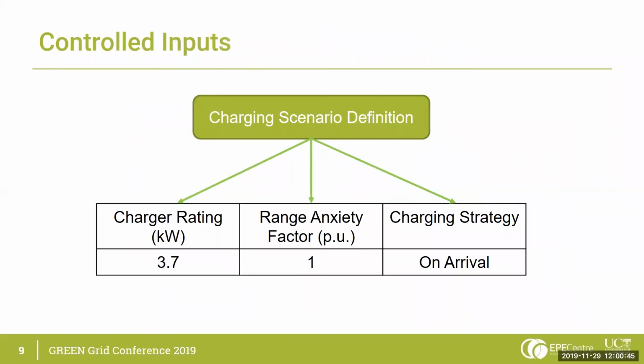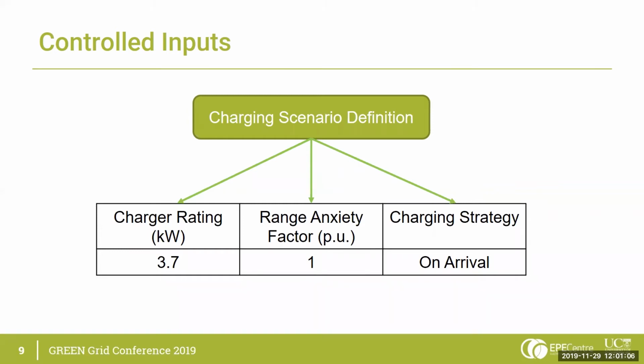The controlled inputs allow different EV charging scenarios to be defined and then assessed. The controlled inputs are charger rating, range anxiety factor, and charging strategy. The charger rating is of course pretty self-explanatory. It's assumed that all EVs charge at the specified rate.